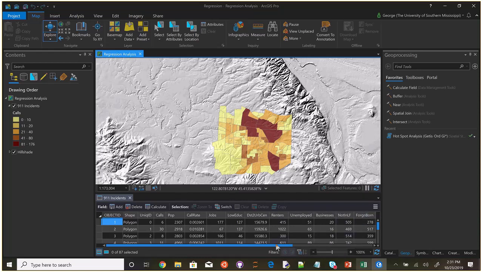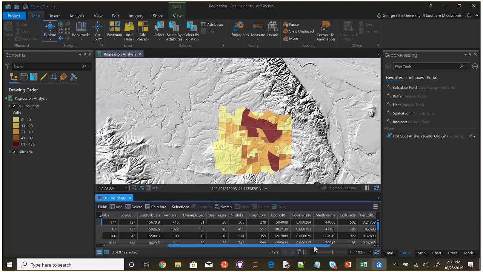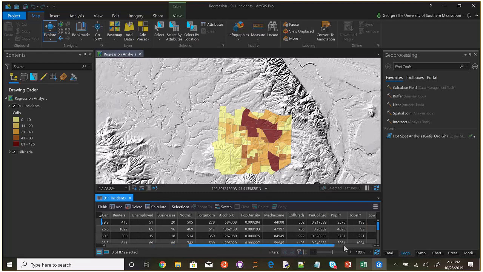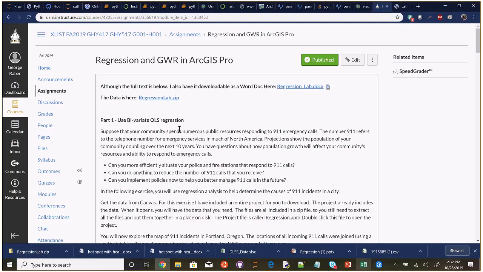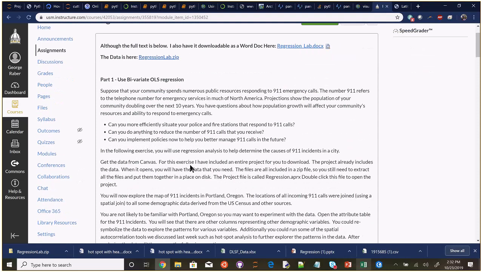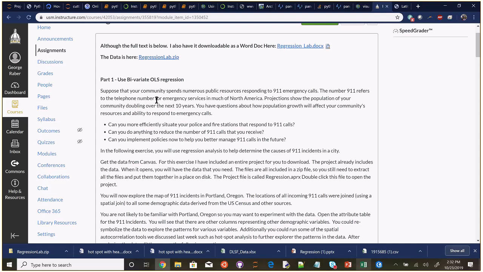I forgot what not in LF means. Foreign born, self-explanatory. I forgot what this one is too. It has something to do with alcohol. And then you have a bunch of variables in here. More variables than we had with the example that we did in class. Okay. But what you're going to do is follow this lab through, but just use the data the way it is, and follow the directions here.